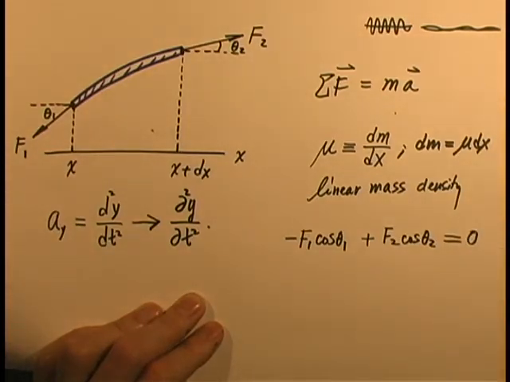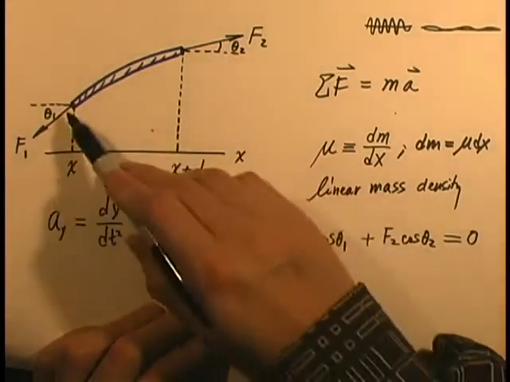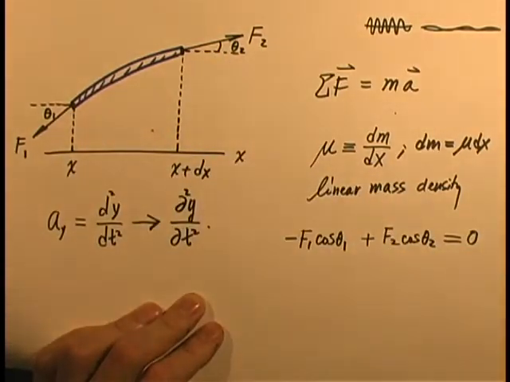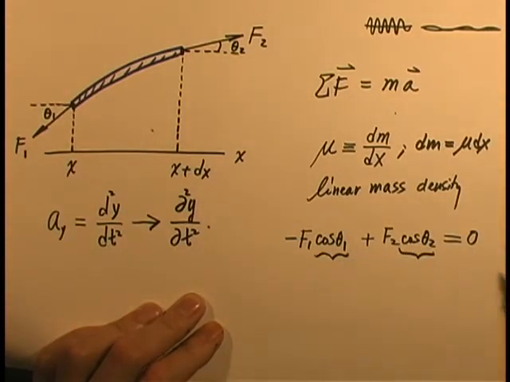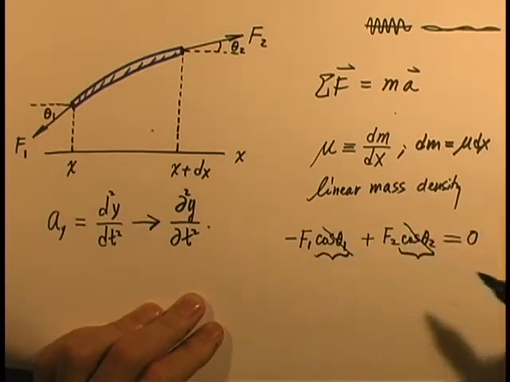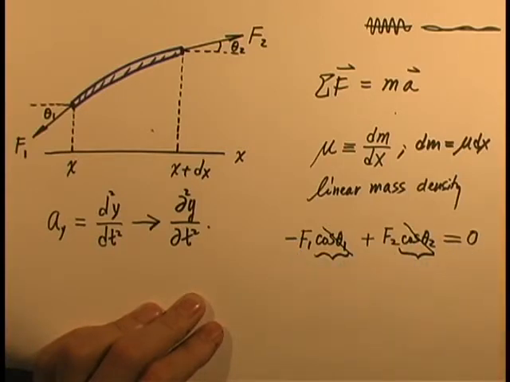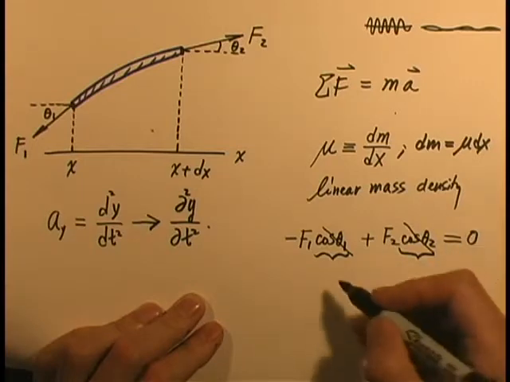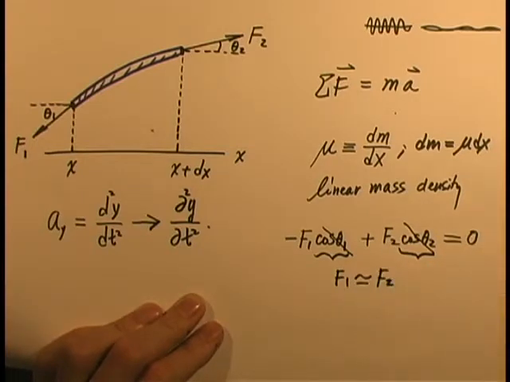Okay, what did that teach us about F1 and F2? Now remember, I said these angles, theta 1, theta 2, are very small, right? When these angles are very small, what do you think the cosine value should be? They're very close to 1, right? So for simplicity, let's say this is 1 and this is 1. I cross them out. So we have negative F1 plus F2 equals 0. What does that tell you about F1 and F2? It tells that F1 and F2 are roughly equal to each other.